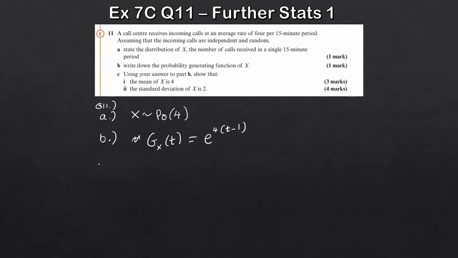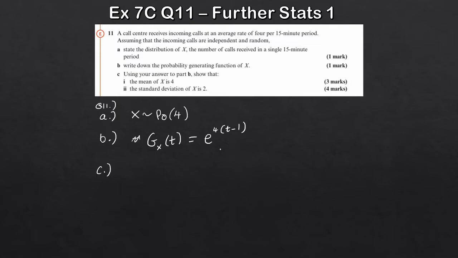Now for part C, we've got to use the answer to part B to show that the mean of x is 4 and that the standard deviation of x is 2. So 7 marks in total for this. Sometimes these will be nicer than others. This one's nice because it's a Poisson, and because it's in terms of e, you'll see why it becomes quite a nice question in a second.